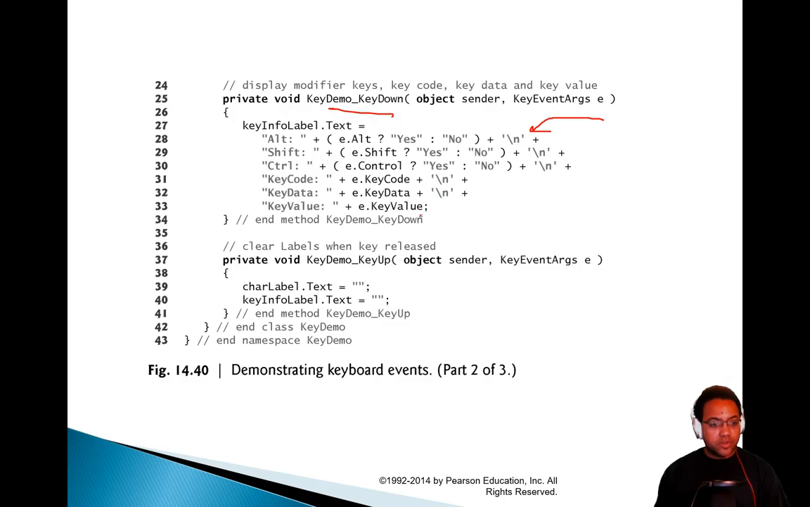And then on key down, I want to see if there are any other keys that were pressed. So in this case, we have ternary operators here. E.Alt, meaning was the alt key selected? If it's true, say yes. If it's false, say no. And then line break. And next, was shift pressed? If true, say yes. If false, say no. Line break. Was control pressed? If true, say yes. If false, say no. Line break. And then add the key code with the line break, add the key data with the line break, add the key value, and that's it. On key up, erase everything, or erase the label and the key label info text, and get ready for the next key.